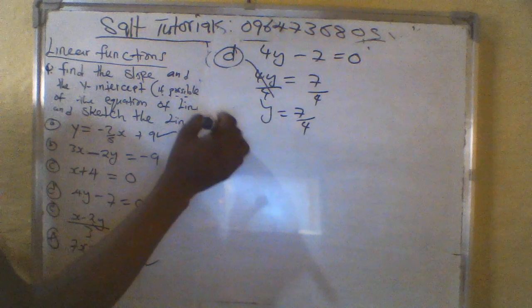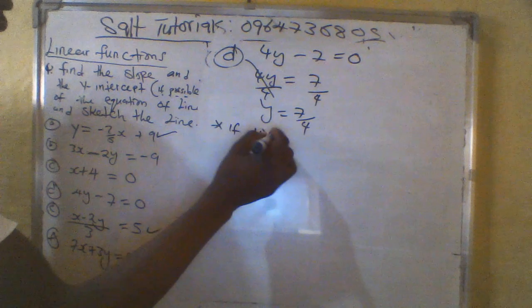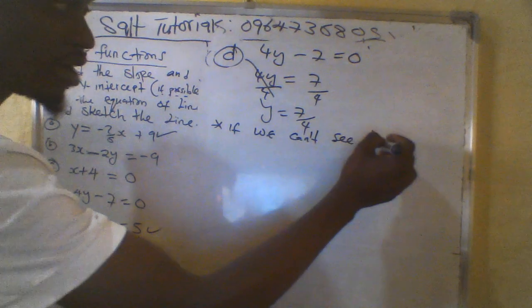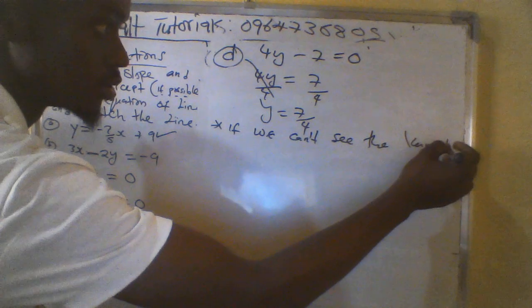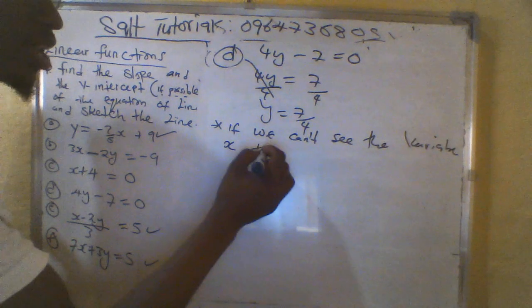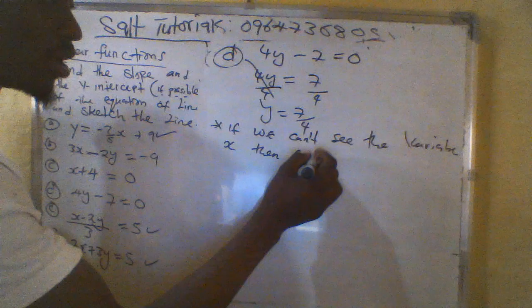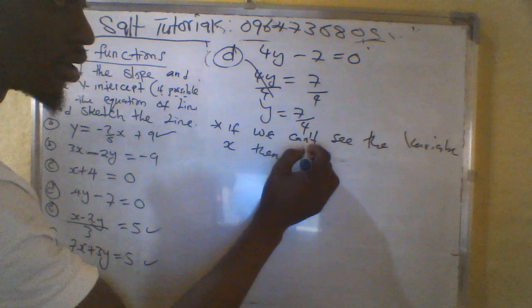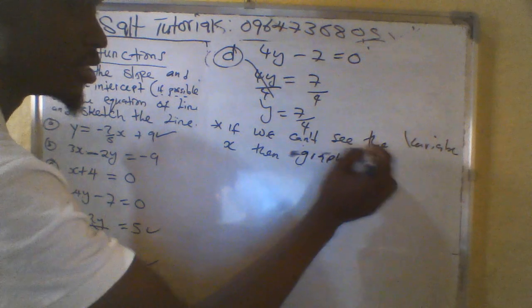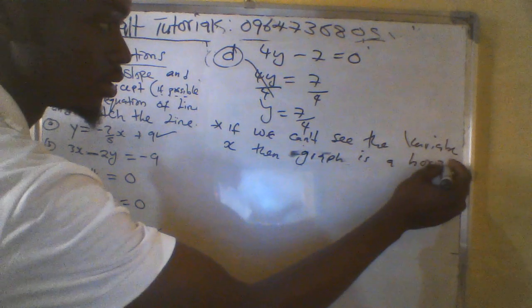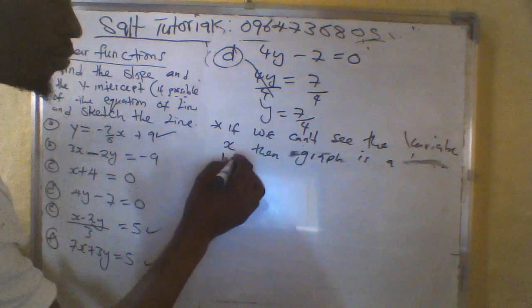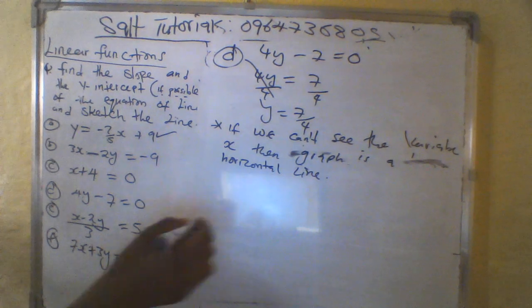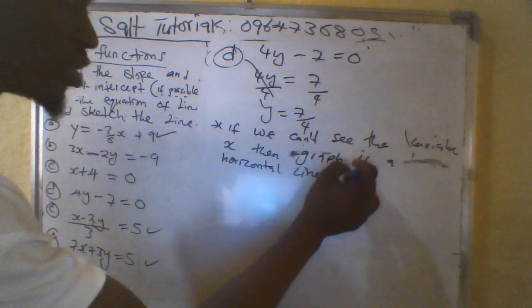So what are we simply saying here? If we can't see the variable x, then the graph is a horizontal line. And if it is a horizontal line, what is happening? The slope is 0.